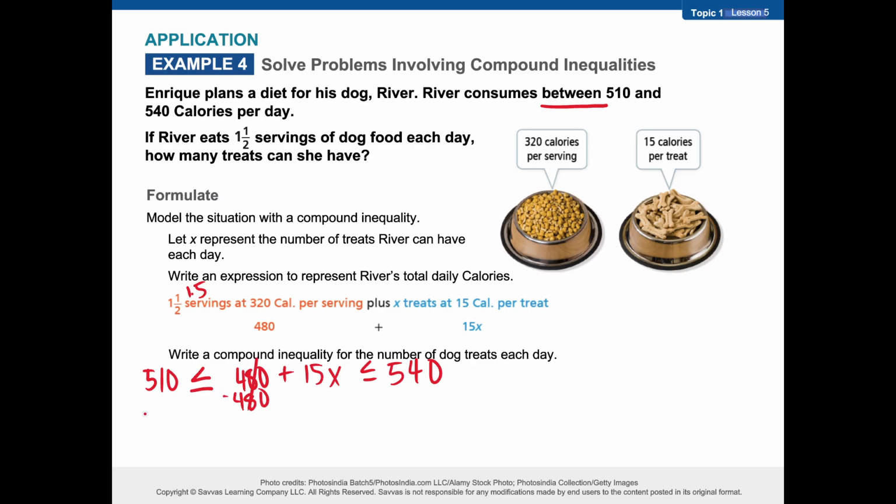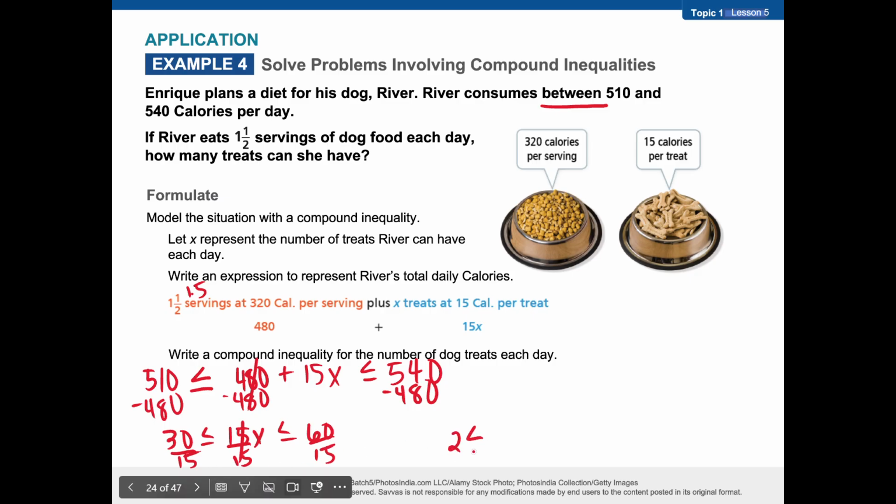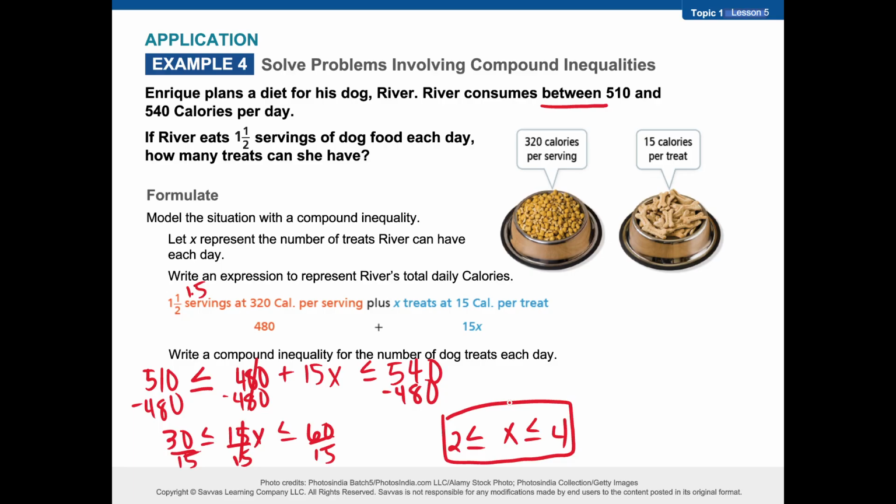So to solve it, subtract 480 to both sides, and we get 30 is less than or equal to 15x, which is less than or equal to 60. Divide by 15 to both sides, and 2 is less than or equal to x, which is less than or equal to 4. So River can have a minimum of 2 and a maximum of 4 treats.